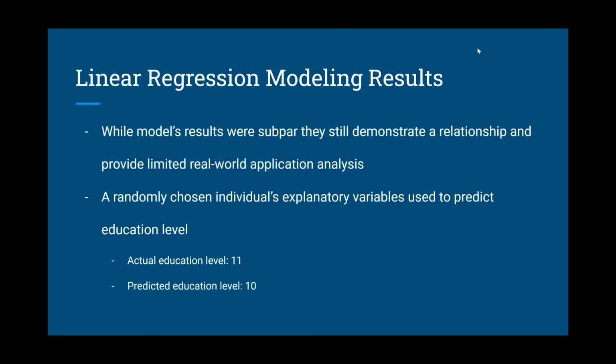Now, while these model results are subpar, they still demonstrate a relationship and provide a limited real-world application analysis. For example, a randomly chosen individual's explanatory variables were used to predict the education level, and that individual's actual education level was 11th, while the predicted education level by the model is 10. So this shows how it's not spot on accurate, but as previously mentioned, it still provides a limited real world application analysis and can be used for further analysis for other factors as well.